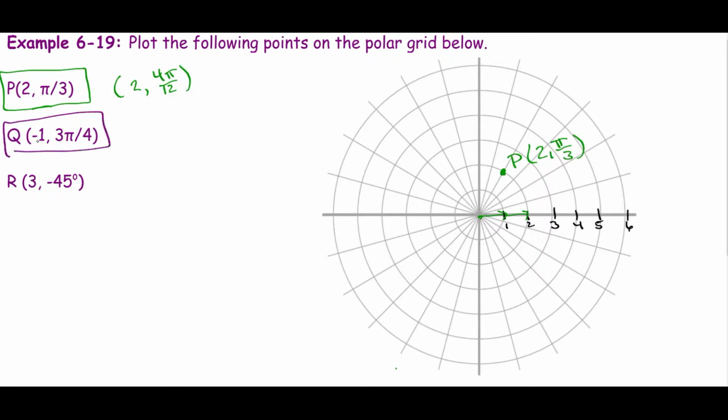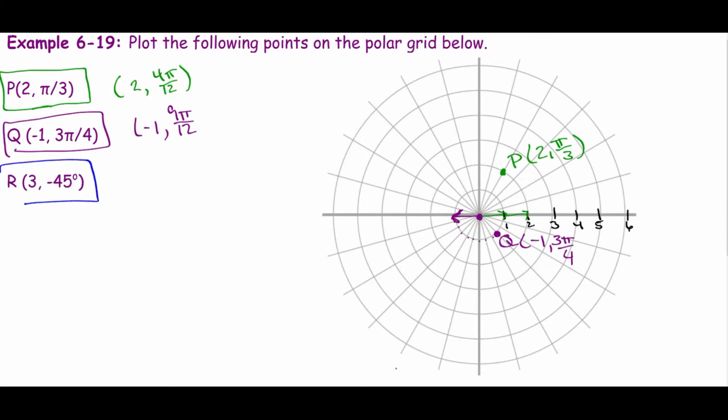So my next point here, Q, again I'm going to rewrite this as -1, and I want 12 in the denominator, so I need to multiply both by 3, so it's going to be -9 pi over 12. So again, I'm going to start here at the origin, and then I want to go -1, so I'm going to come back this way to the left, and then I have to rotate 9 sections. So I'm going to go 1, 2, 3, 4, 5, 6, 7, 8, 9. And I'm going to end up here at Q, which is the point -1, 3 pi over 4.